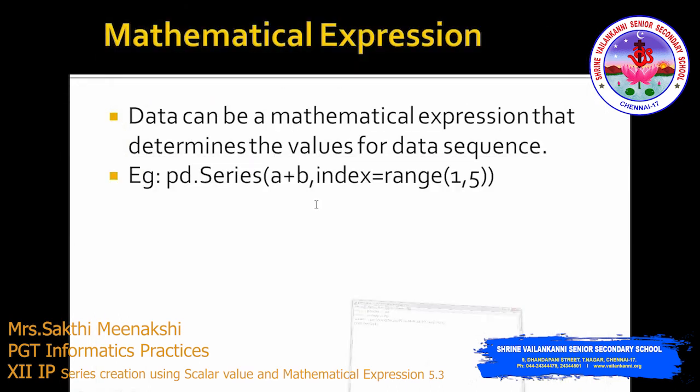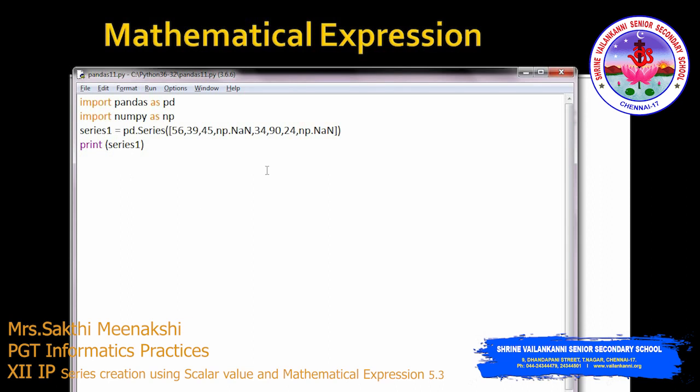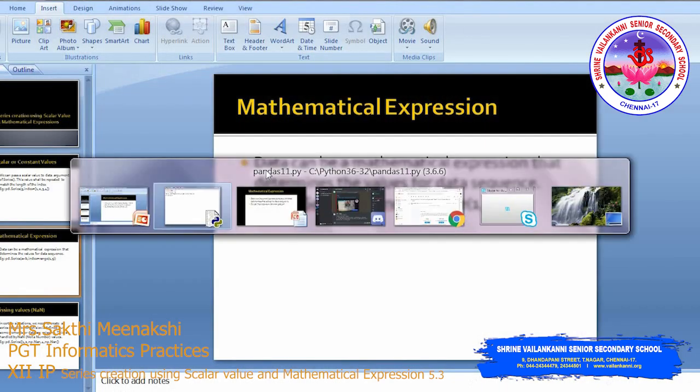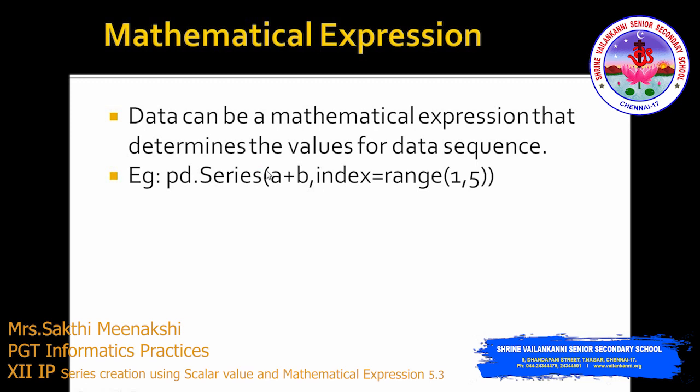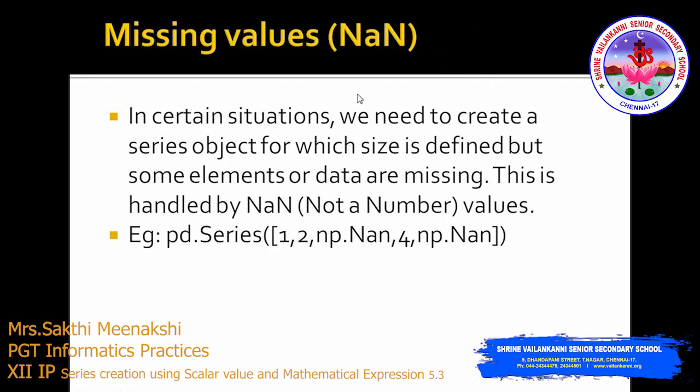And my next topic, go to the next slide. So missing values. In certain situations we need to create a Series object for which the size is defined but some elements or data are missing. So let's say we are collecting marks of students. We know the class contains some 15 students, but we know the marks of only some 13 to 14 students. The remaining marks I don't know. So in that place we can replace that with NaN.